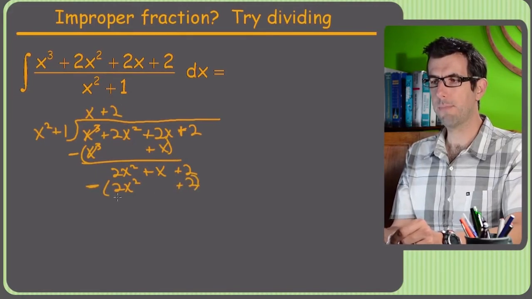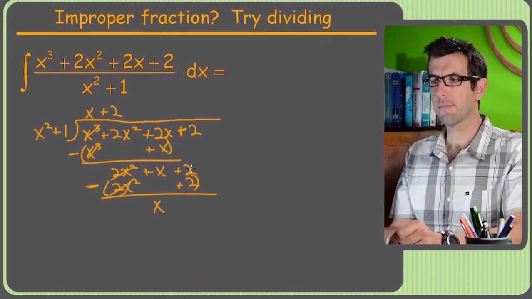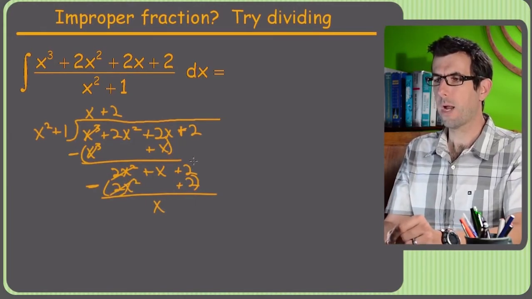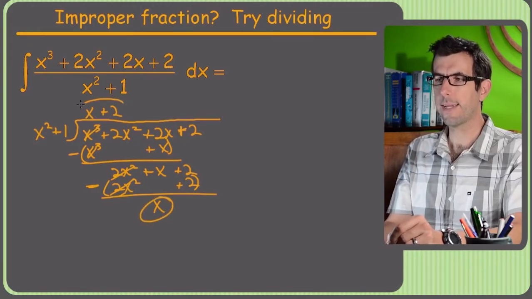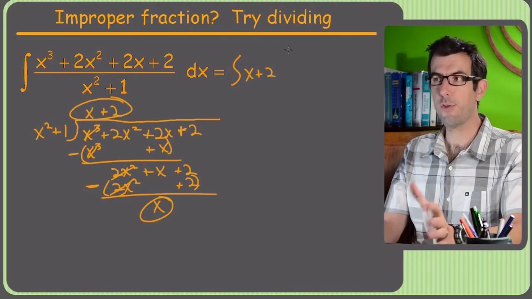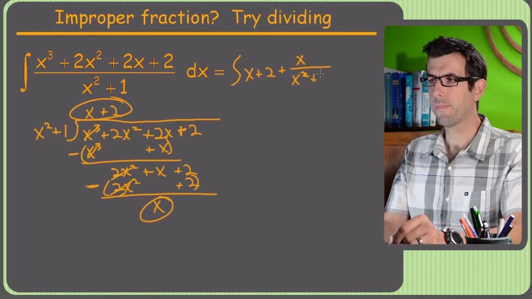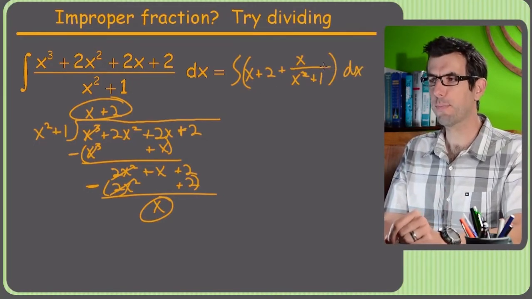Subtract all this mumbo jumbo. That cancels, and we get x. And that's it, just x. All right, so our remainder is x, and our answer is x plus 2. So this integral is equivalent to x plus 2, just flat out, no fractions or anything, and then plus our remainder, which is x, over x squared plus 1. And of course all this is times dx because we always need a dx, right? Otherwise you wouldn't be integrating.